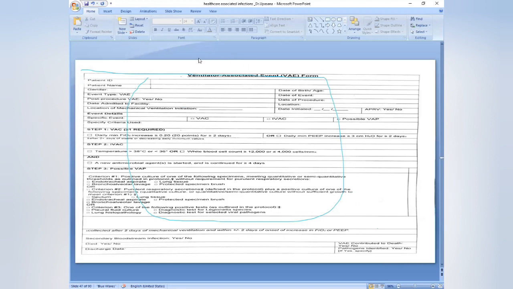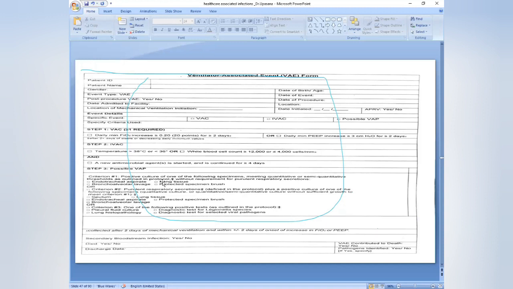Again, the same criteria: patient name, address, gender, date of the event, date of the procedure when the patient was intubated, and when exactly we are localizing the patient to be labeled as ventilator associated pneumonia. So how much was the FiO2 value, PEEP values, whether it is a possible VAP. So three criteria: criteria 1, criteria 2 and criteria 3.